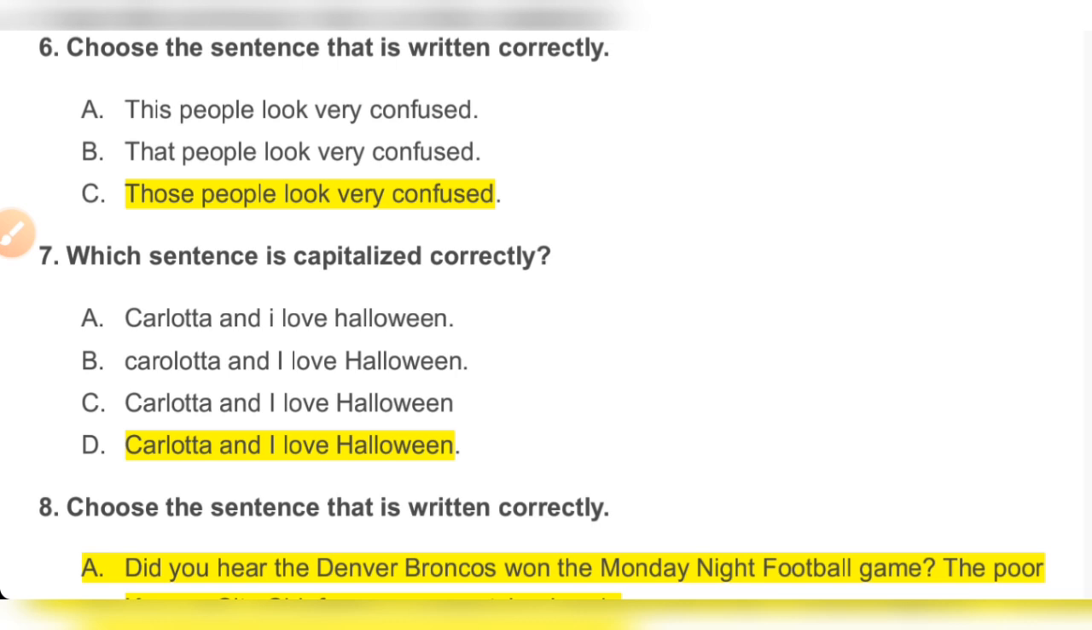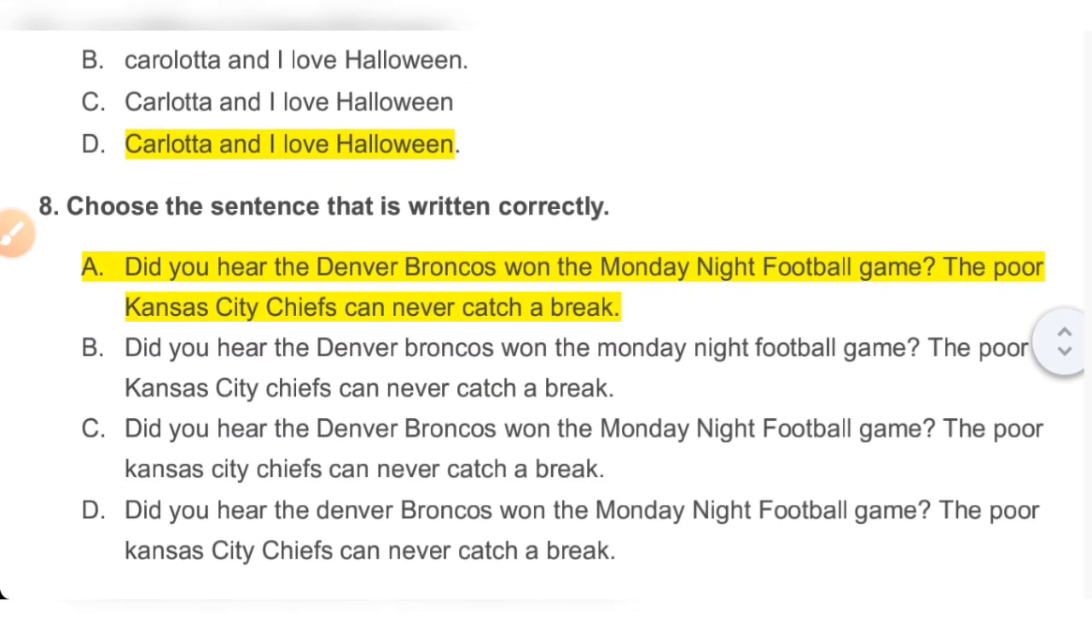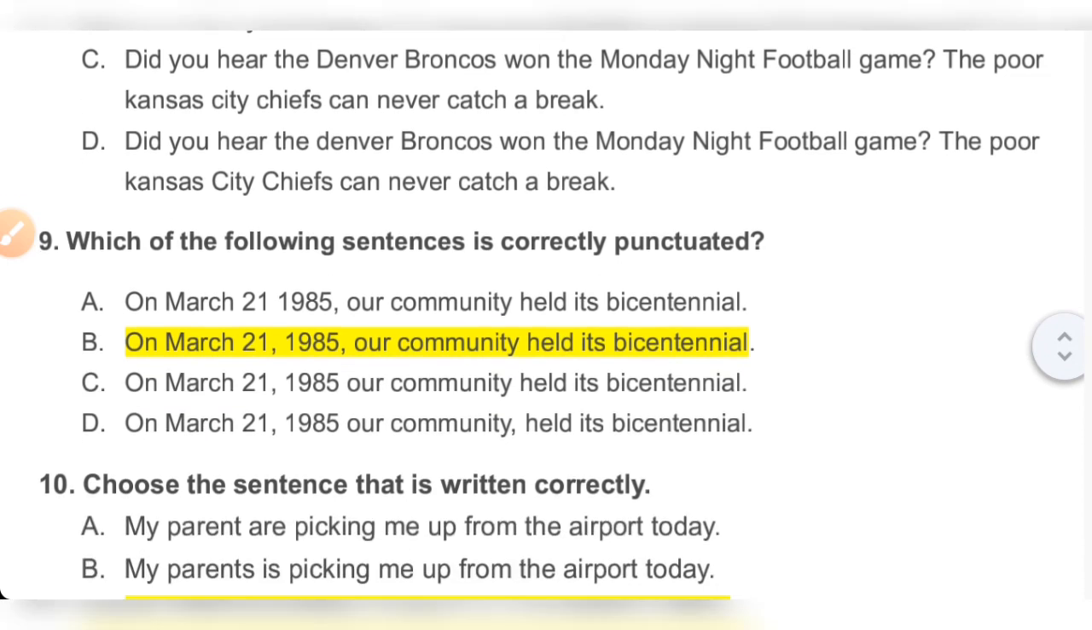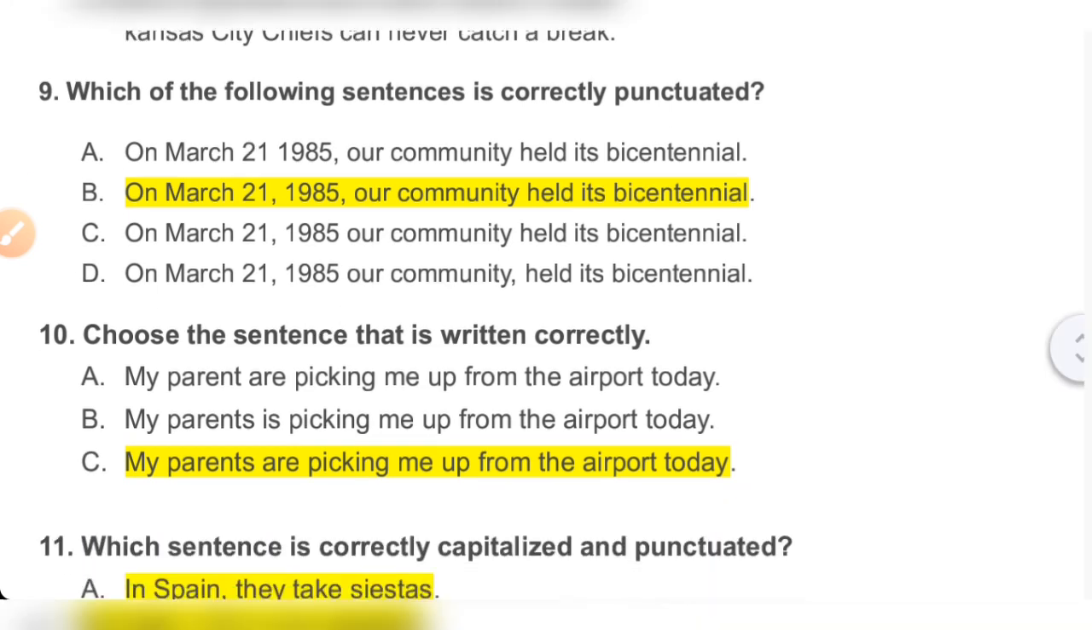Seventh question is, which sentence is capitalized correctly? There are four different options and the last option D is the correct option. Eighth question, choose the sentence that is written correctly. There are four different options and the first option is the correct option. Ninth question is, which of the following sentences is correctly punctuated? There are four different options and the first option is the correct option.